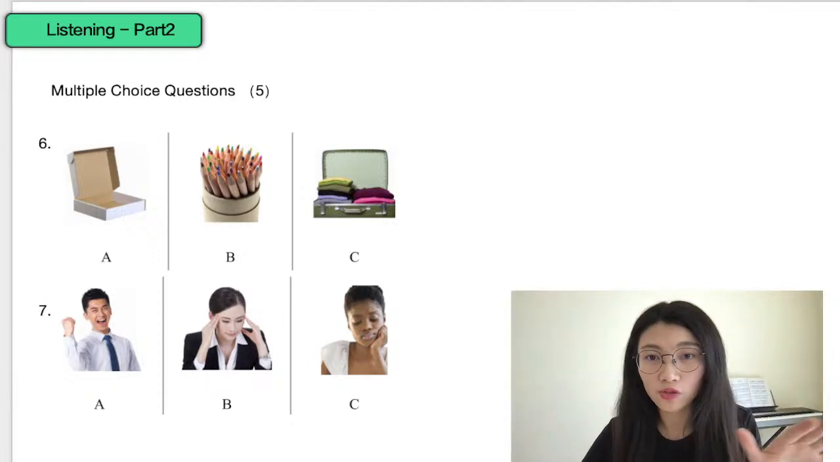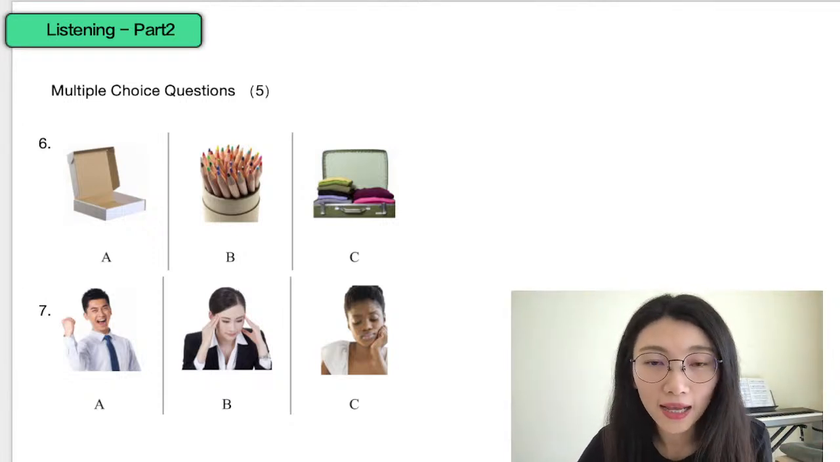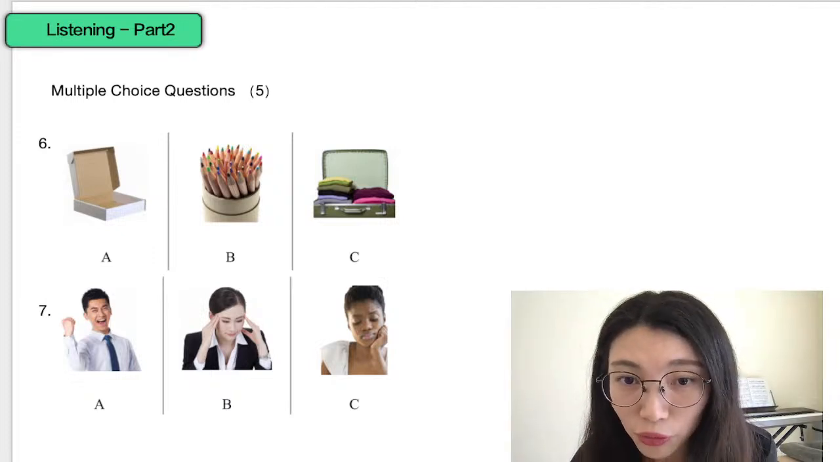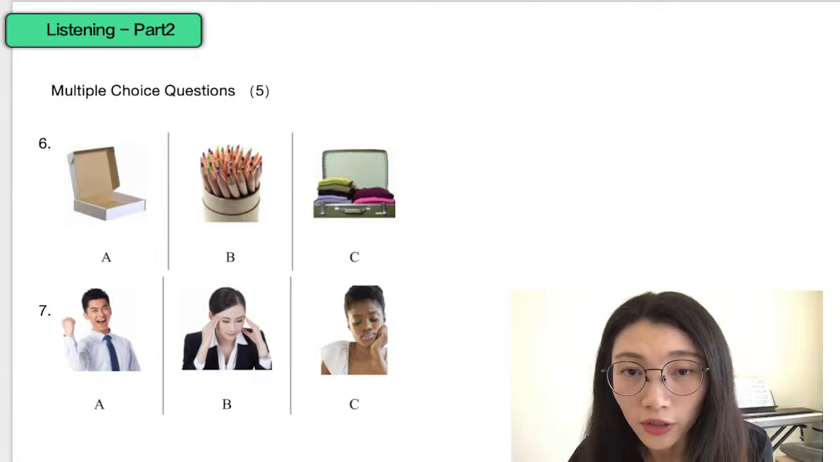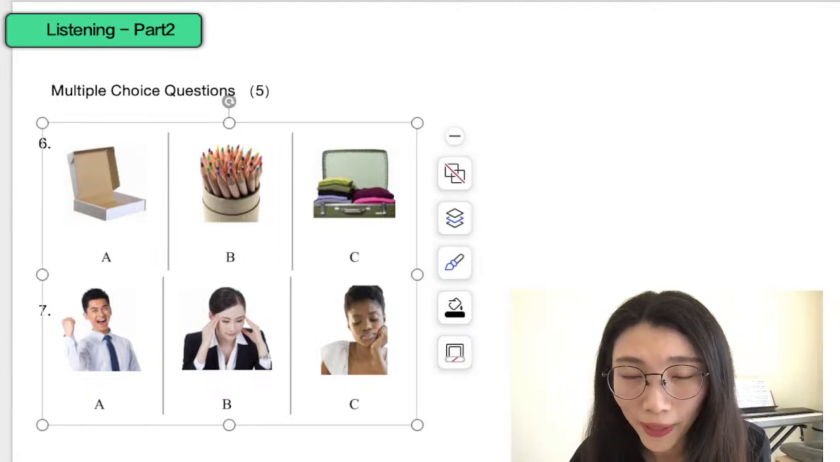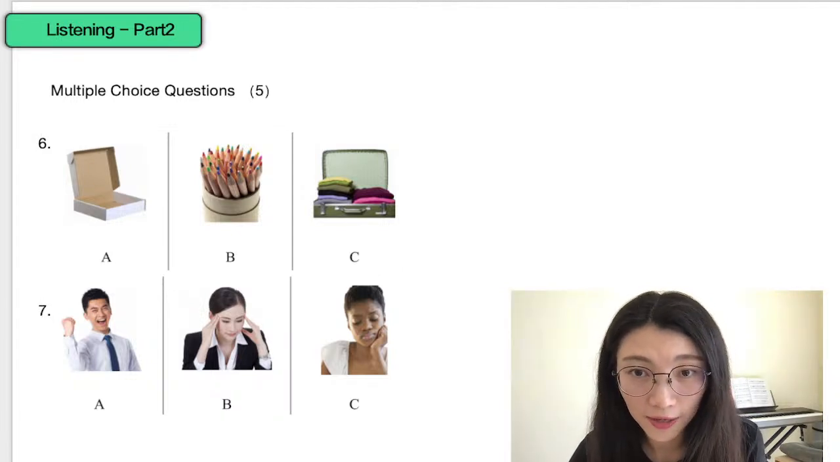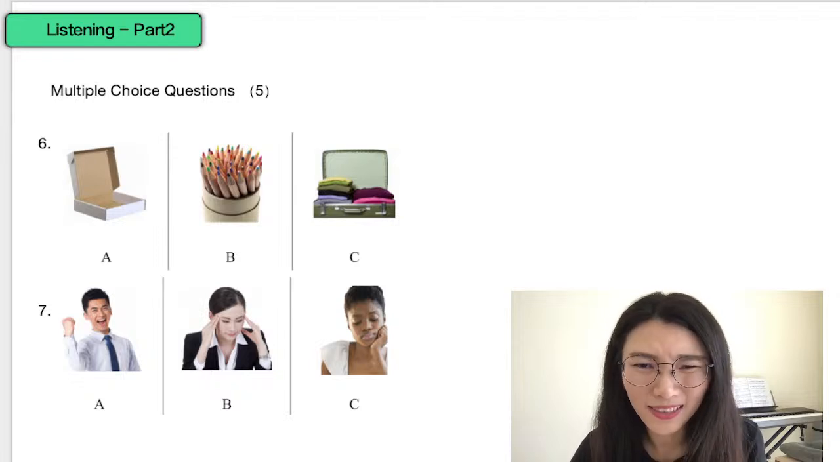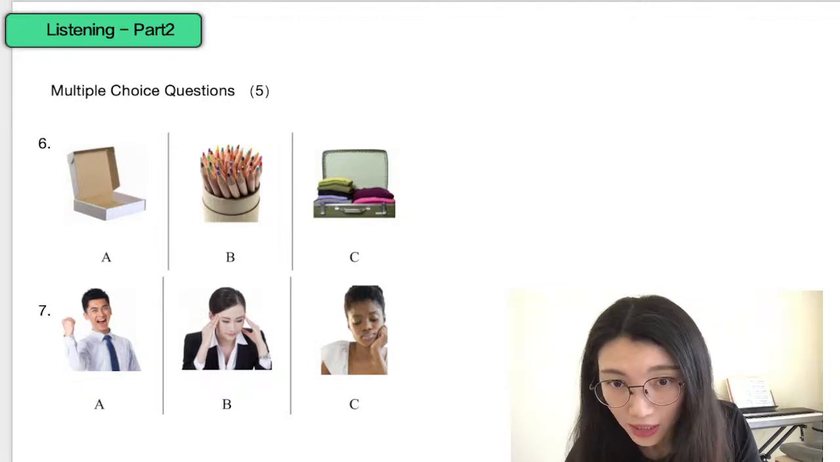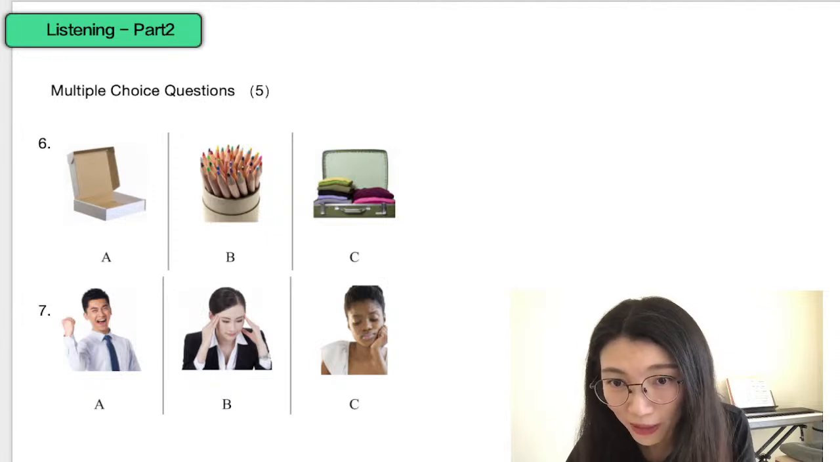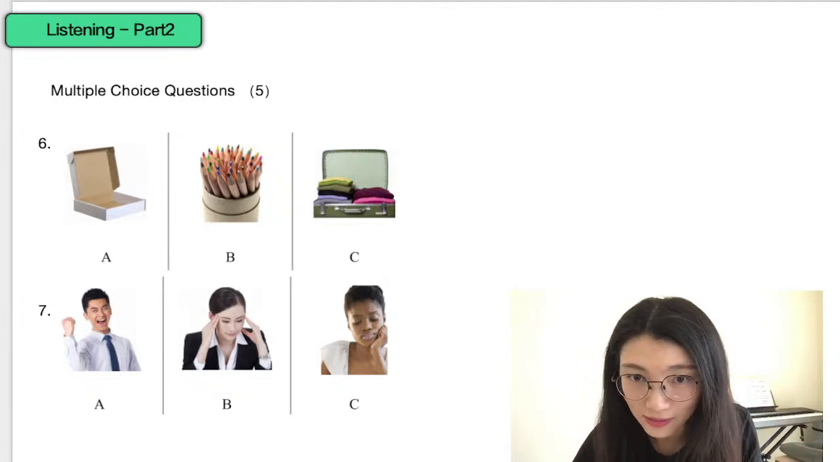It has 5 questions in total. So here I took 2 questions, number 6 and number 7. So number 6, we can see that on the picture it has 3 options, A, B, C, okay, and it's somehow similar. And number 7, it's about people. It's about the people's feelings.